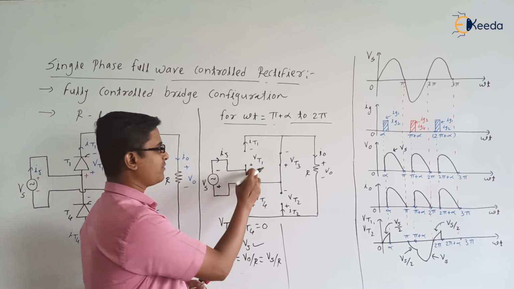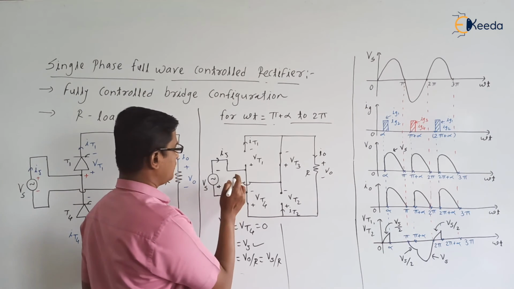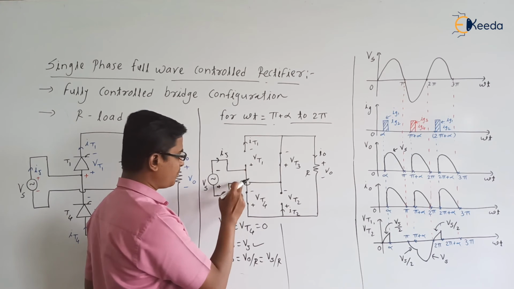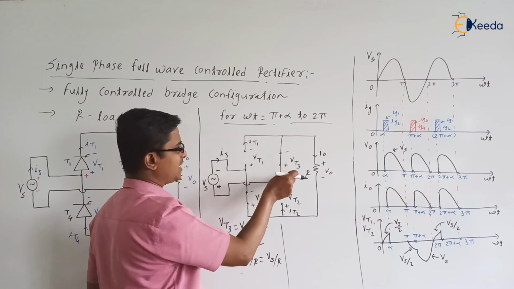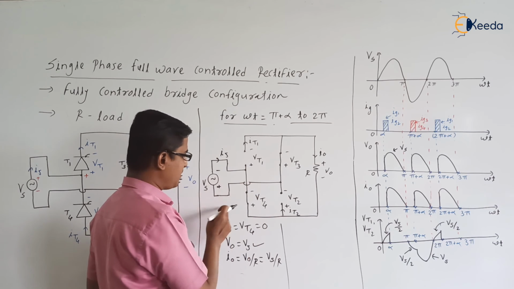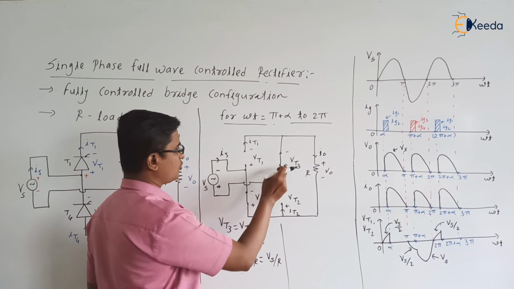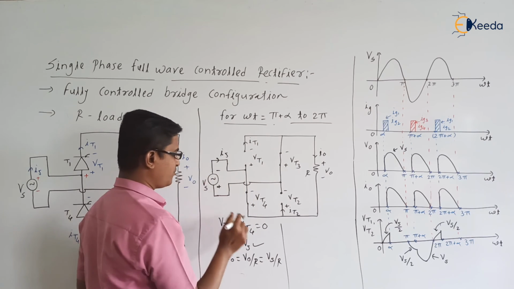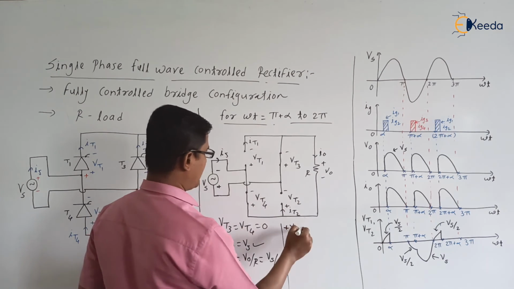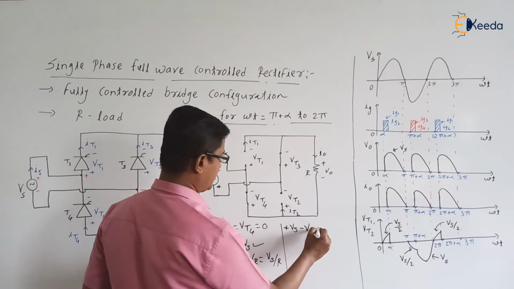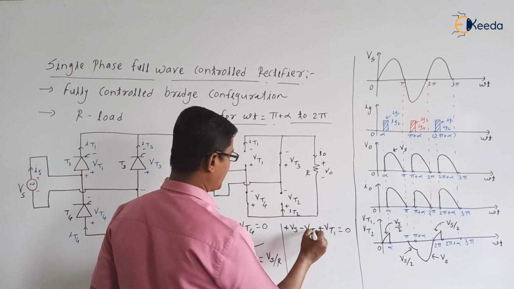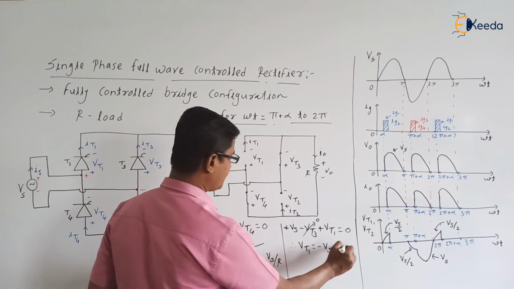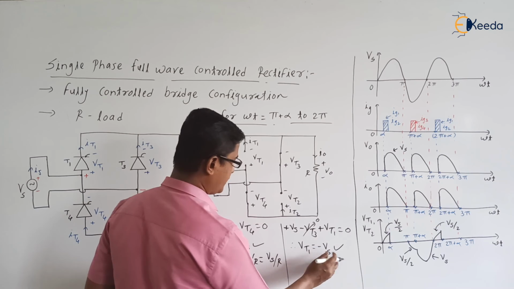Next, can we find Vt1 and Vt2? Whatever the negative plate potential, the same is appearing at the anode of thyristor T1. Thyristor T3 is acting as a short circuit, so this potential will be the same as that potential. Or apply KVL to this loop, please be careful. It is plus Vs minus Vt3 plus Vt1 is equal to 0. Out of that Vt3 is 0, so we can write Vt1 is equal to minus Vs.